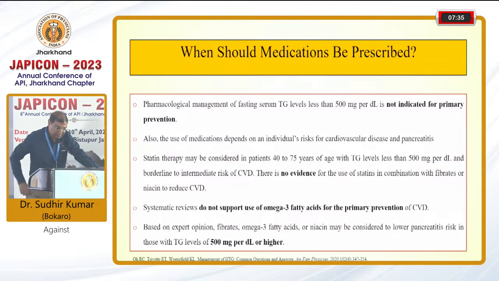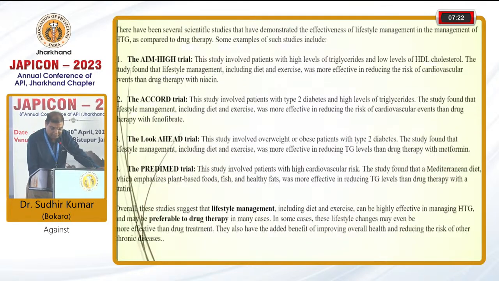Systematic reviews do not support the use of omega-3 fatty acids for primary prevention of CVD, and omega-3 fatty acids or niacin may be considered to lower pancreatitis risk in those with a TG level of 500 or higher. So these are the trials: AIM-HIGH trial, ACCORD trial, Look AHEAD trial, and PREDIMED trial. All these studies suggest lifestyle management, including diet and exercise, can be highly effective in managing severe TG and may be preferable to drug therapy.